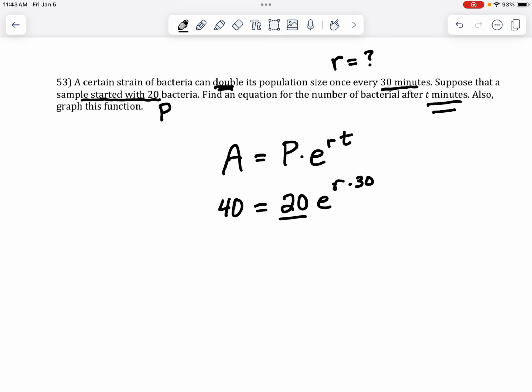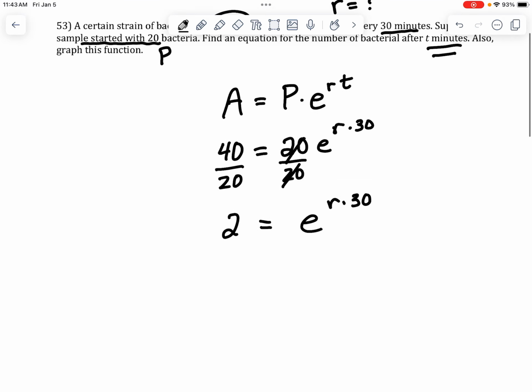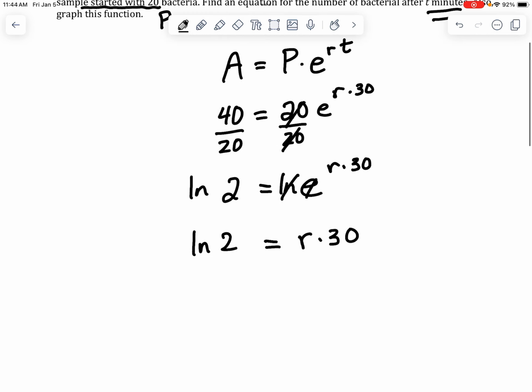So the first thing to do, divide both sides by 20 so that we can isolate that E. On the left, that equals 2 on account of the doubling. That is the double part. And then take natural log of both sides. On the left side, when you take the natural log of the E, they're going to cancel, leaving just R times 30. And then to solve for R, just divide both sides by 30.